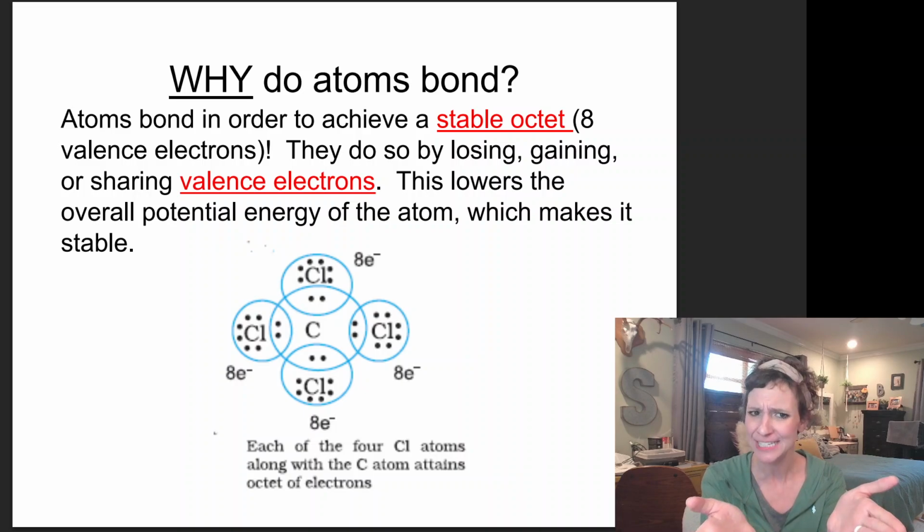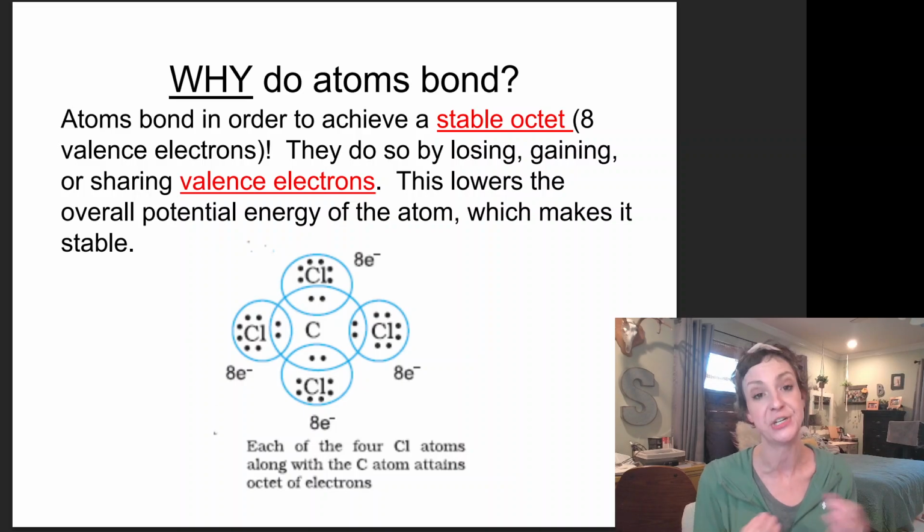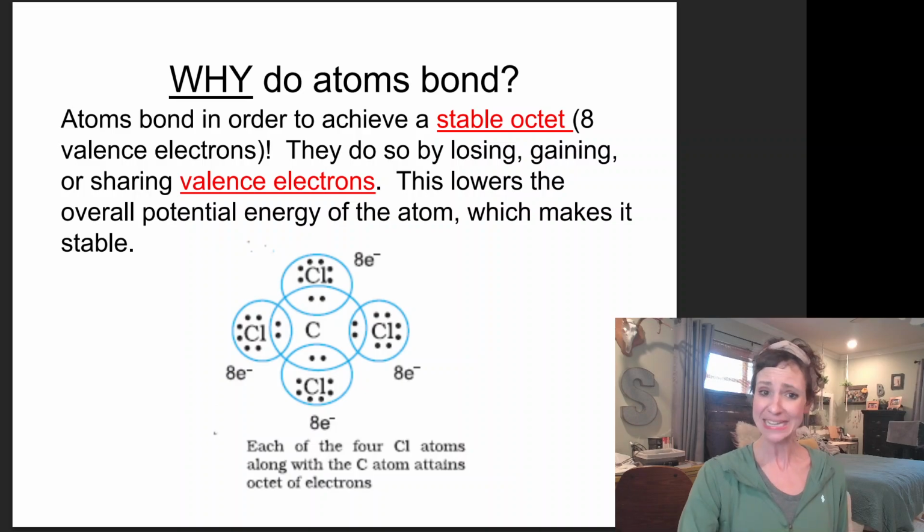Now this brings us into why our noble gases do not bond. You guys, they have that stable octet, so they are not going to lose, gain, or share electrons with other atoms to make chemical bonds. Down here is a cute little picture. This is actually a covalent bond type. We'll learn about it here in a second, that covalent bonds are bonds that share their electrons.